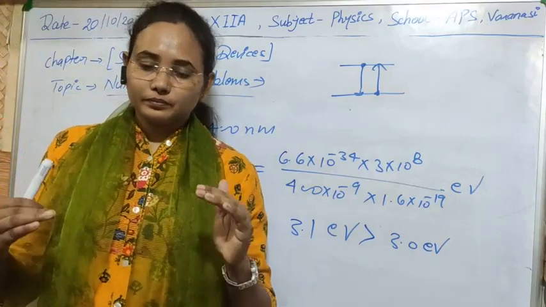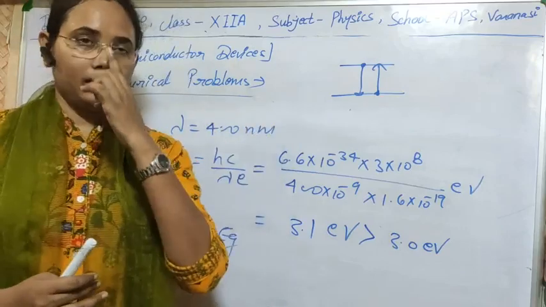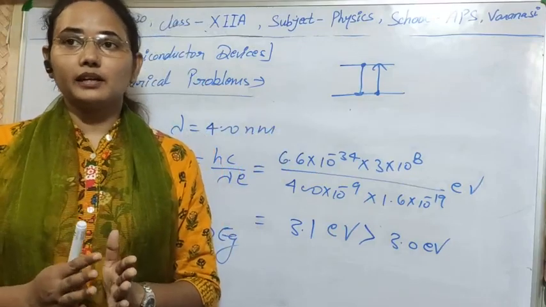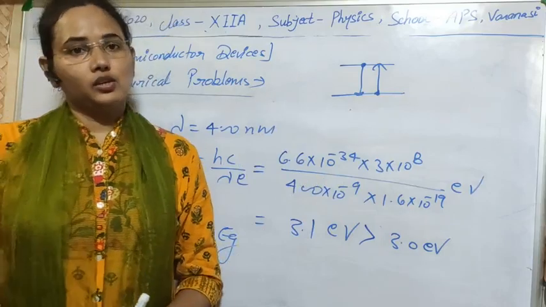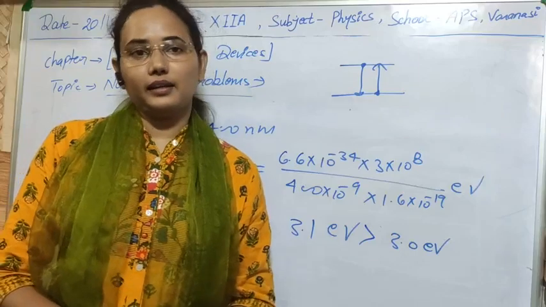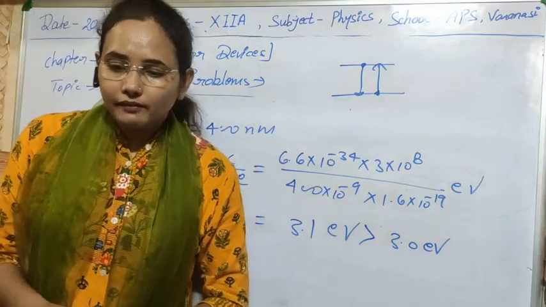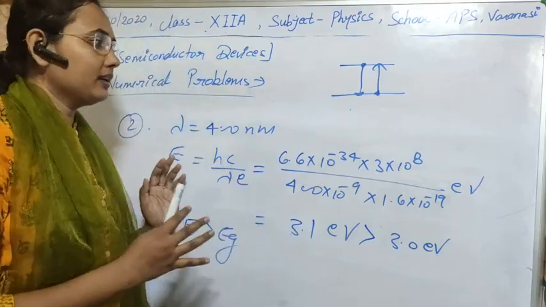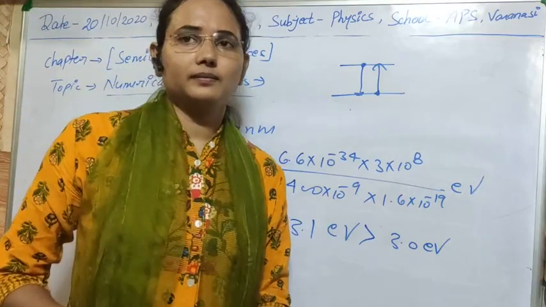If we have to detect any electron or current by the incidence of radiation, then it must have sufficient energy, and that energy must be equal to or greater than the band gap energy. If it is below the band gap energy, then we cannot detect any electron in the circuit. I think the problem is clear to you. If it is clear, then let's see some other numerical problem related to the topic of diode.